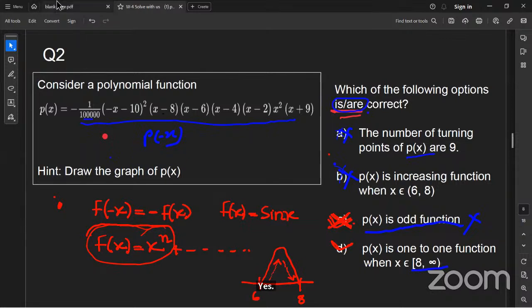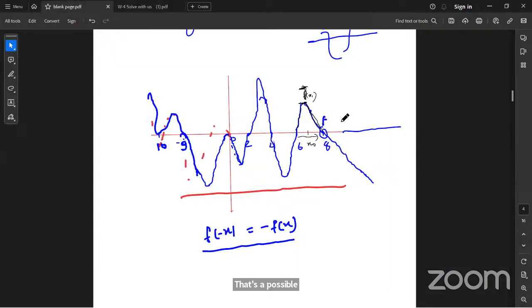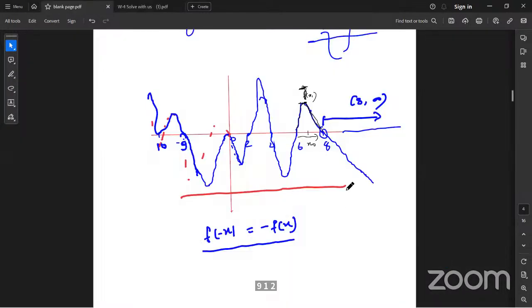Yes, sir. Okay, let's see. It is saying that when you move this side, it will become a one-to-one function. Yes, one-to-one function. Excuse me, sir.